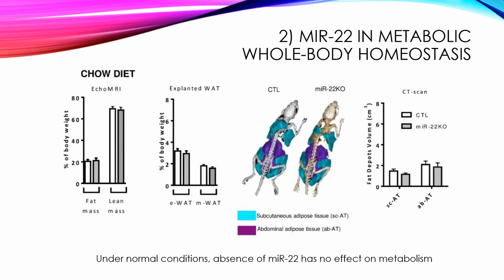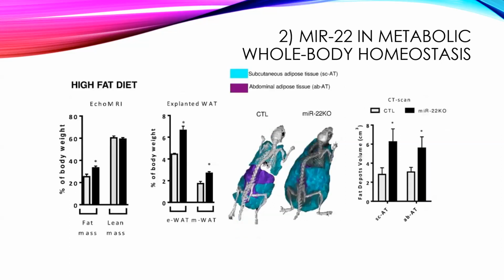However, when we took these mice and submitted them to a high-fat diet to induce obesity and NAFLD in the mouse, so for 3 months, these mice were fed with a high-fat diet, we could see that after these 3 months, the mice had significantly more fat mass compared to the control mice, which were also on a high-fat diet. After the sacrifice of the mice, we saw that both epidermal and mesenteric white adipose tissues were increased. And even through CT scan, you can see here the subcutaneous and abdominal adipose tissues were significantly higher in these miR22 knockout mice compared to control mice.